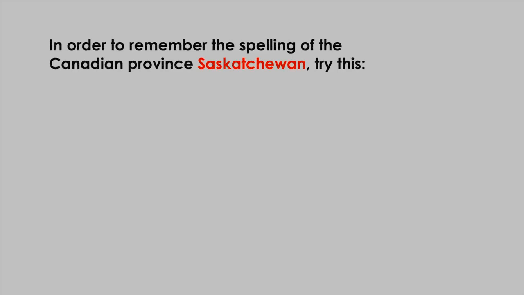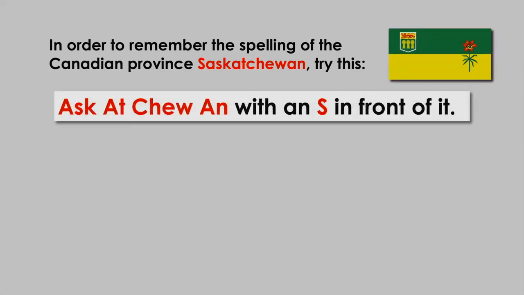Let's take a look at another example. In order to remember the spelling of the Canadian province Saskatchewan, try this. Ask, at, chew, an, with an S in front of it. So, Saskatchewan.